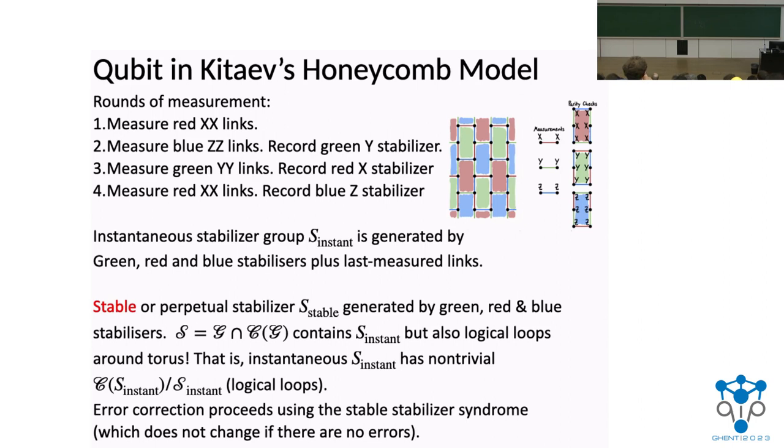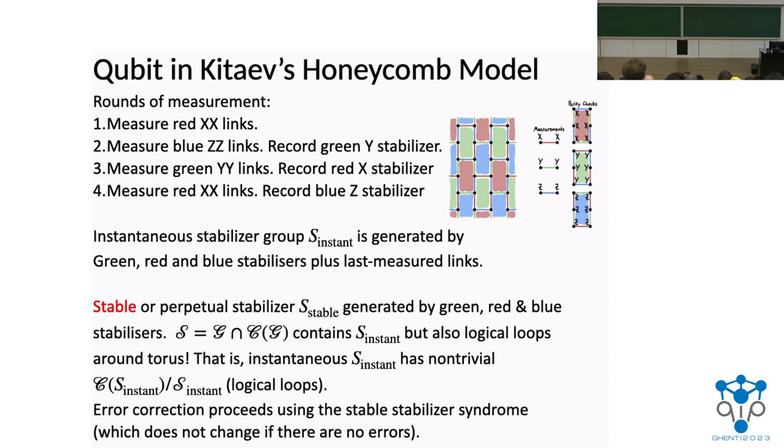Now you measure the green Y links. So over here. And then, oh okay, I already had the blue Z links, so green and blue. Now I can take this one, the red stabilizer, right? Because they circle around the red stabilizer. So now I can record the red X stabilizer. And now I do the red links and I have the blue stabilizer. So I cycle through these, and every time I can update one of these stabilizers. And those phases generate this perpetual stabilizer.